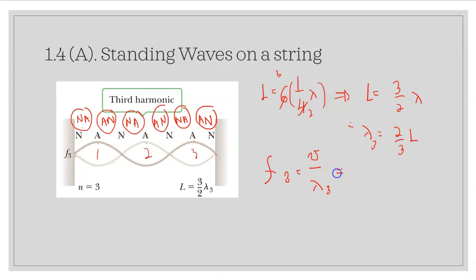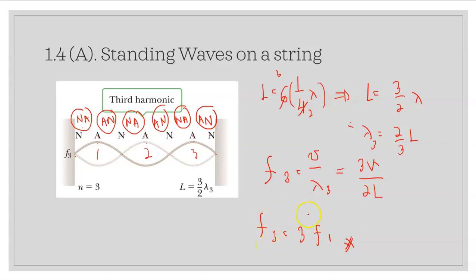Okay, F3 equals 3V over 2L, or F3 is 3 times F1. Okay, so we can get our equation for the third harmonic.